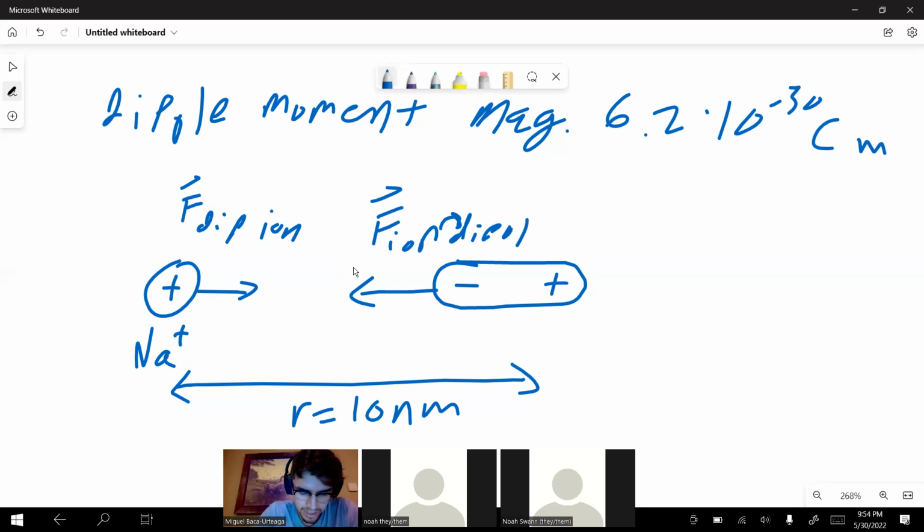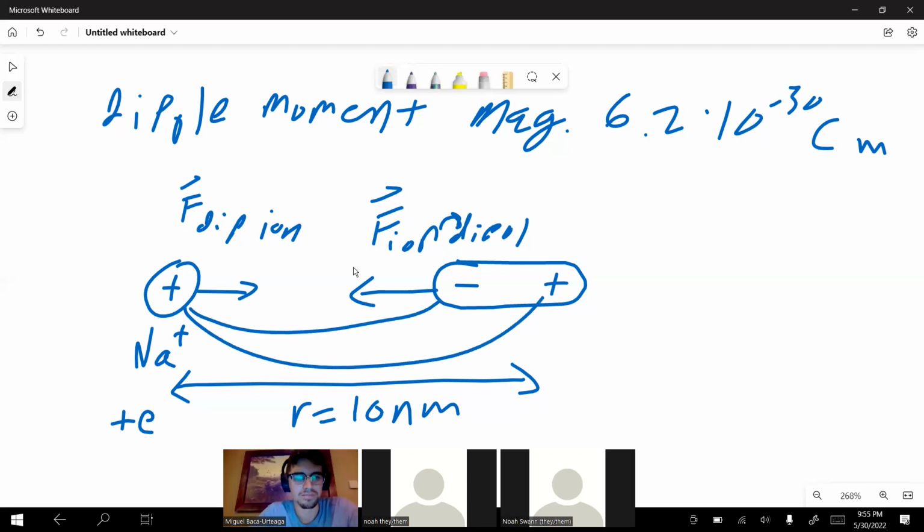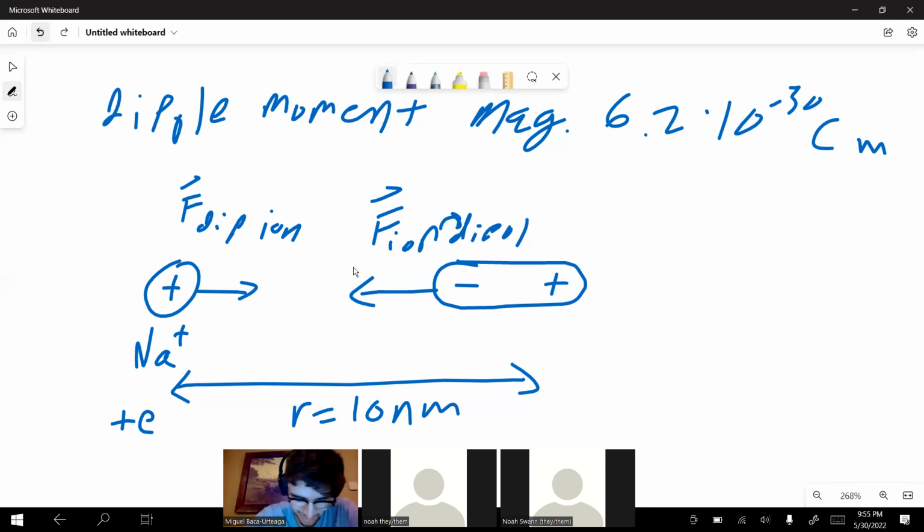One thing we want to take into consideration is that Na plus has a charge of positive e. The electric field of the ion aligns the water dipole moment and exerts a net force on it. We could calculate the net force on the dipole as the small difference between the attractive forces on its negative end and the repulsive forces on its positive end. Opposites attract, and like charges repel.